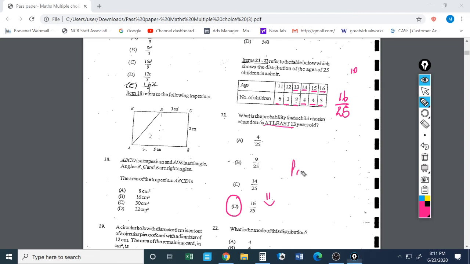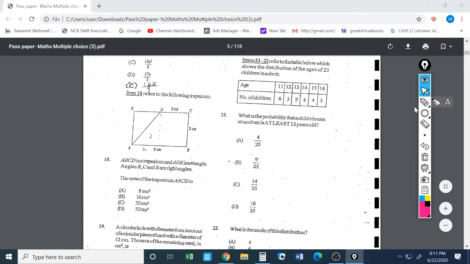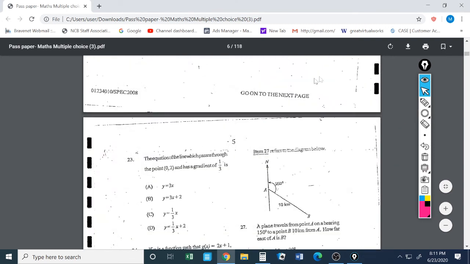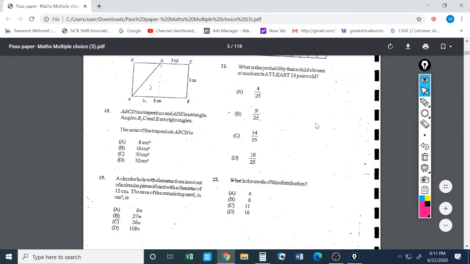The probability of the child being at least 13 years old is equal to 16 over 25. Cool? All right. Okay, so let's move on, guys. It says, what is the mode of this distribution? For this question here, let's go back to it. What is the mode of this distribution?